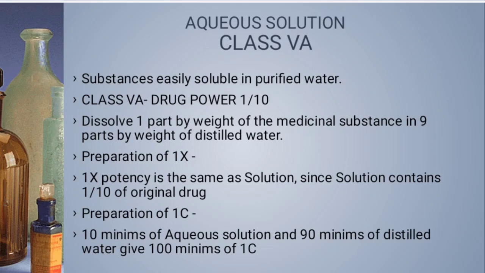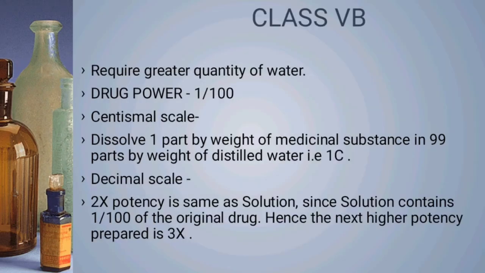So now we will see class 5B. In class 5A, substances are easily soluble in water, but here in class 5B, we require large quantities of water for easy solubility. So the principle is 1:99. Those were easily soluble, so we took just 9 parts. Here we require large quantities, so we are taking 1:99. The requirement is the same as class 5A.